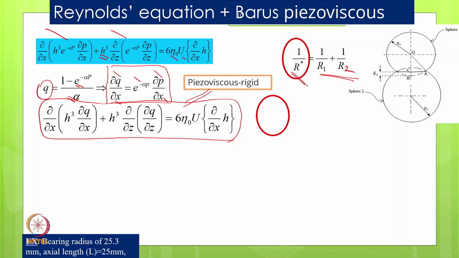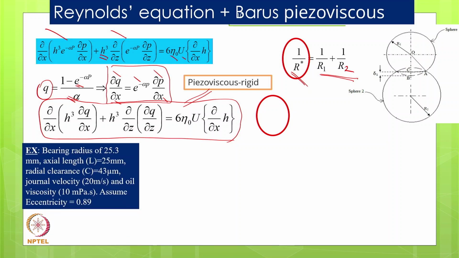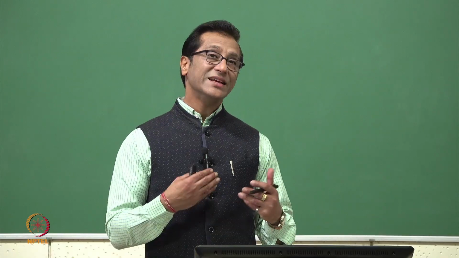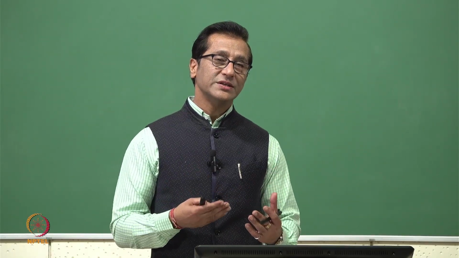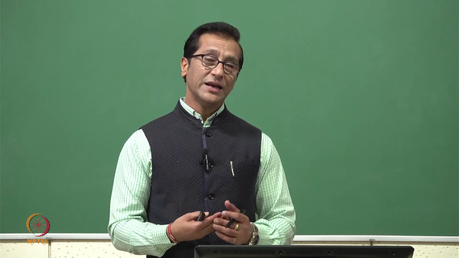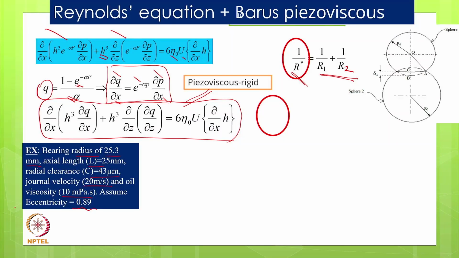This is R1 plus R2. Now to understand this, I am taking one example which has been given in my book. We are assuming a sliding bearing of 25.3 mm radius, with length, radial clearance, journal velocity and oil viscosity given. We already considered in that lecture that every bearing problem is an inverse problem. Mostly the load is given and the eccentricity is not given, and we need to calculate it. So instead of going for those iterations, for this case we are considering the eccentricity itself.